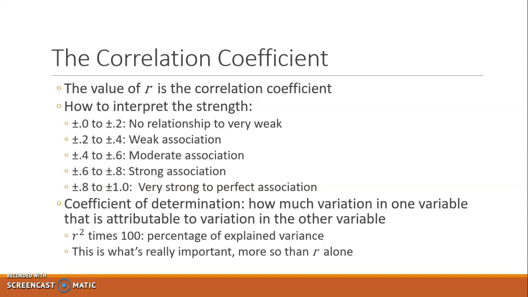And in fact, this is a lot of times what is really important. I mean, R is interesting. People talk about correlation. But what's really interesting and what gives us more information is this coefficient of determination, this R squared.